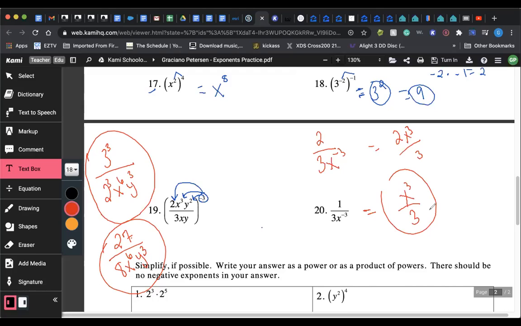Okay, all right. So that's 19 and 20. And now we're going to do some of these other simplifications here to end practice number 2. So let me scroll down.